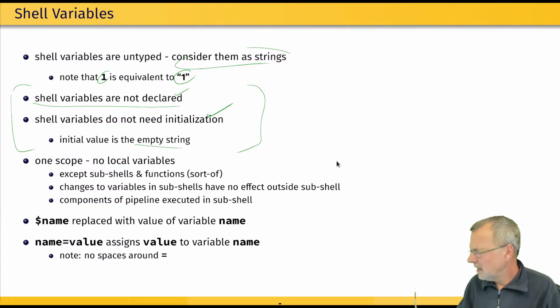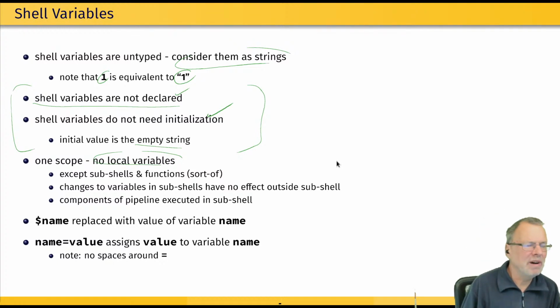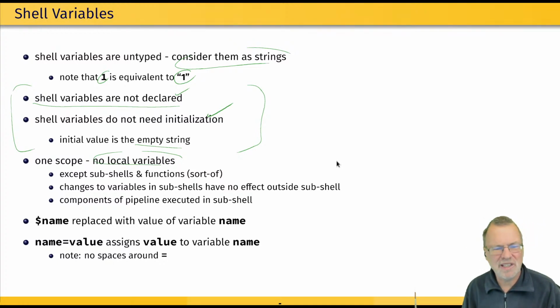There's not much in the way of local variables. We will see functions later. Functions are sort of tacked on to shell. We'll see them later. And we'll see subshells, but again, that's not something we do much. Generally, we're talking one namespace, just global variables.